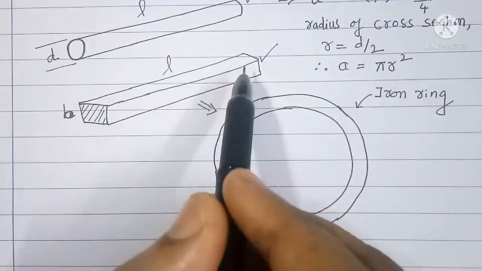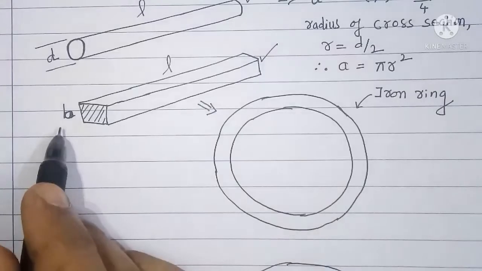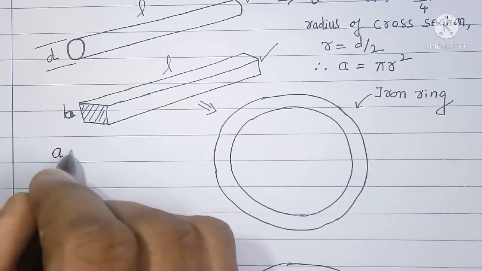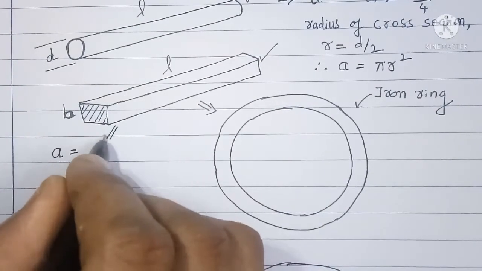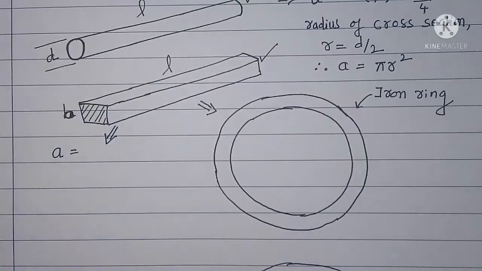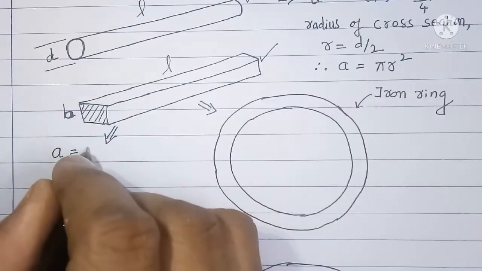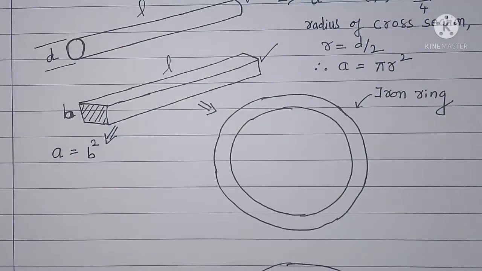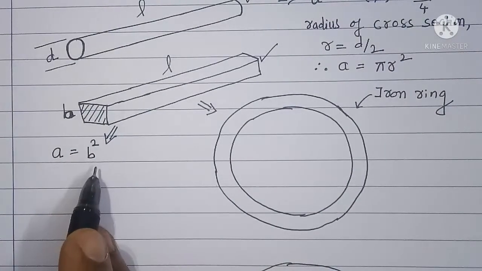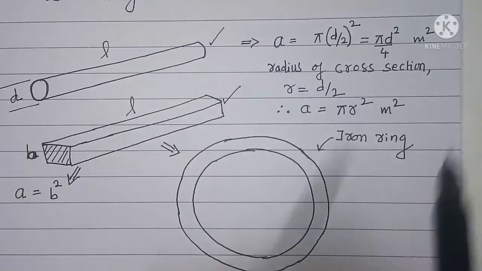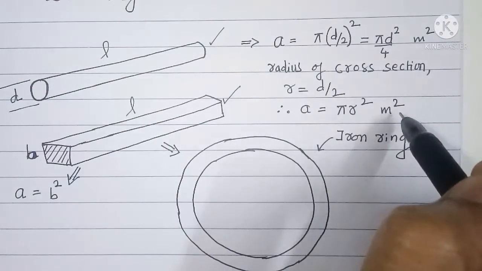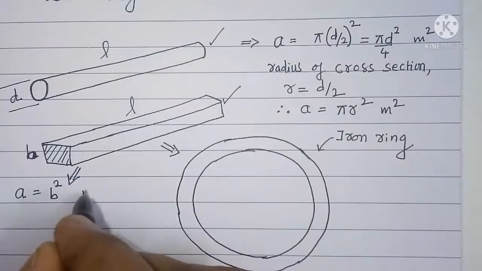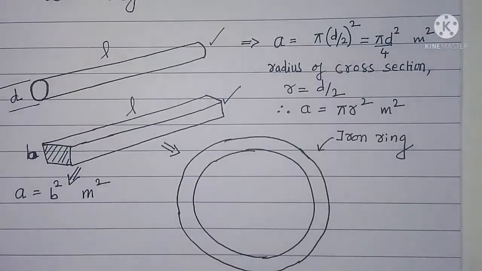In case of a cuboidal rod, the area of cross section is the square of the thickness of the bar, that is, area is equal to b square. The unit of area is meter square, so you show here meter square and meter square. Here also you show meter square.